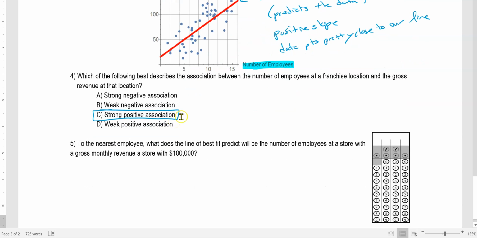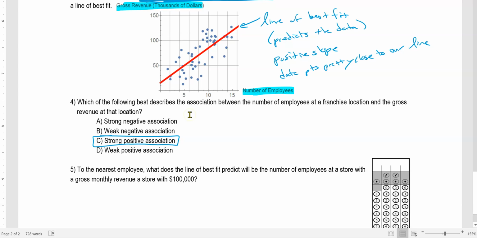Last one, number 5, to the nearest employee, what does the line of best fit predict will be the number of employees at a store with a gross monthly revenue of $100,000? So gross monthly revenue of $100,000 is going to be right here. Because remember, this is measured in thousands of dollars. So this is 100,000. Okay, so take that value, carry it over to your line, and what does it come down to here? This comes down to, it looks like 12. Okay, and that's the number of employees.